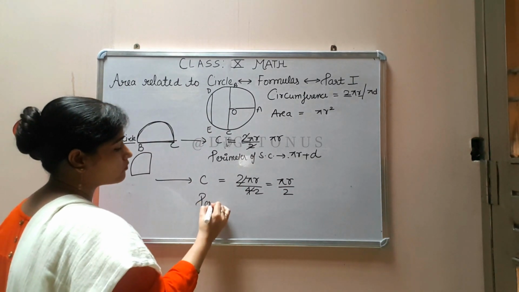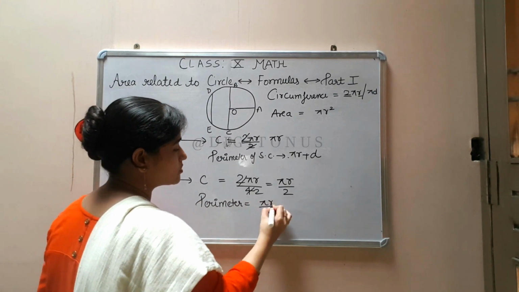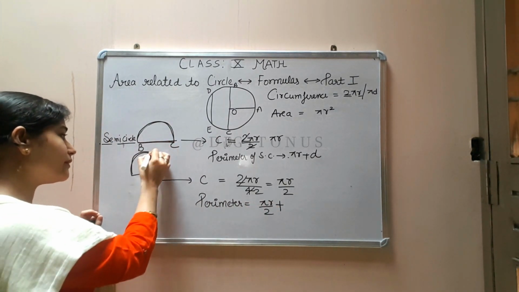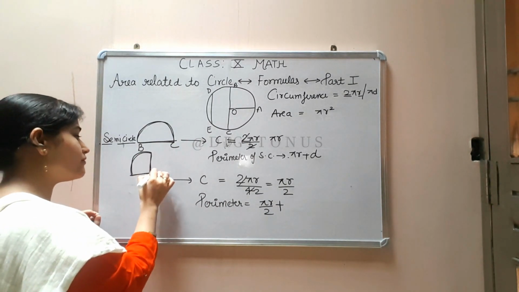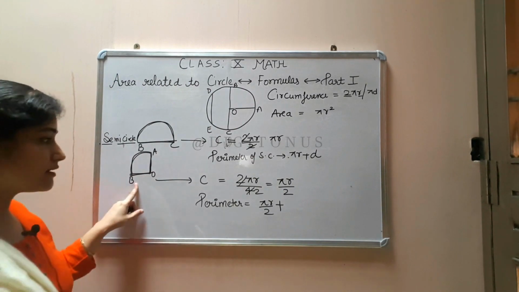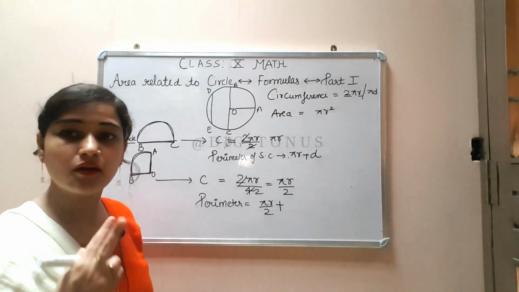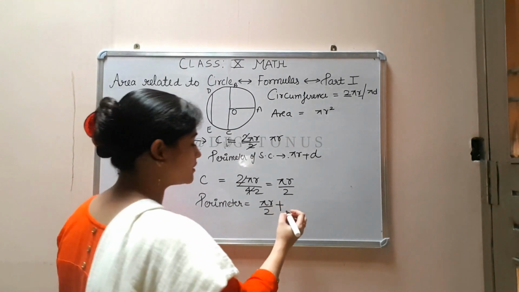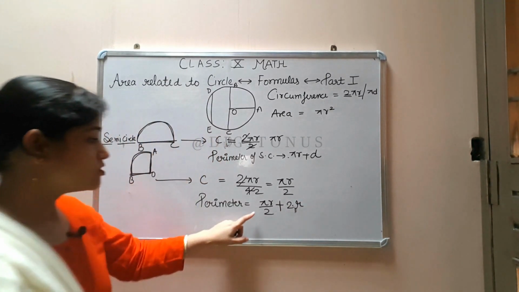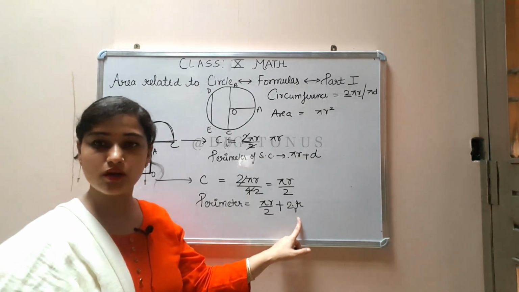Then what will be the perimeter? Pi r upon 2, plus we will take this part in the perimeter too, plus this and plus this. And what is this? This is also a radius, this is also a radius of the circle. So we cannot write d, because it is not one side, there are two, and both are radii of the circle. So we will write plus 2r. So the perimeter of a quadrant is pi r upon 2 plus 2r.